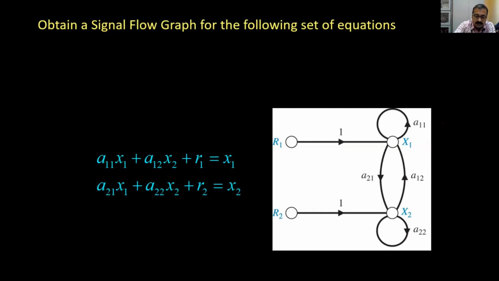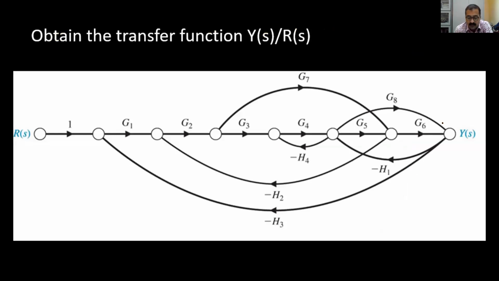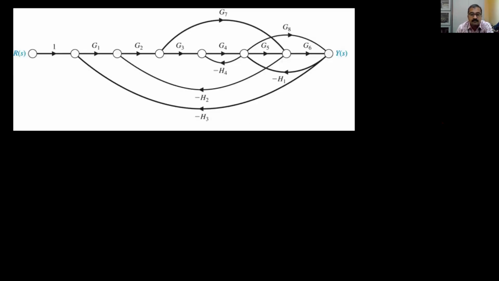Let us try the next question. Obtain the transfer function Y(s) by R(s). We are given this signal flow graph. What's the first step? We are determining the forward path gains and the loop gains. So are there any paths? Yes, there are.